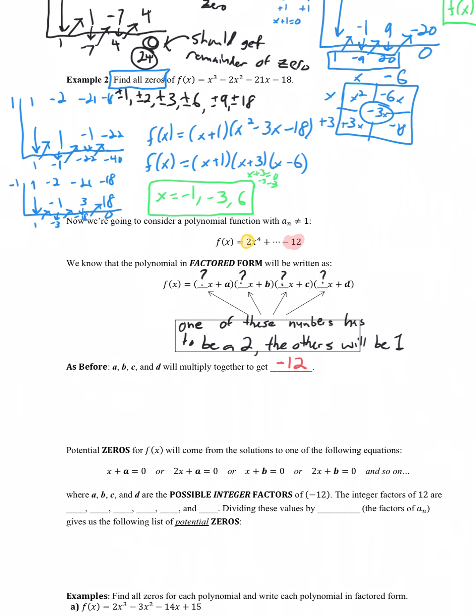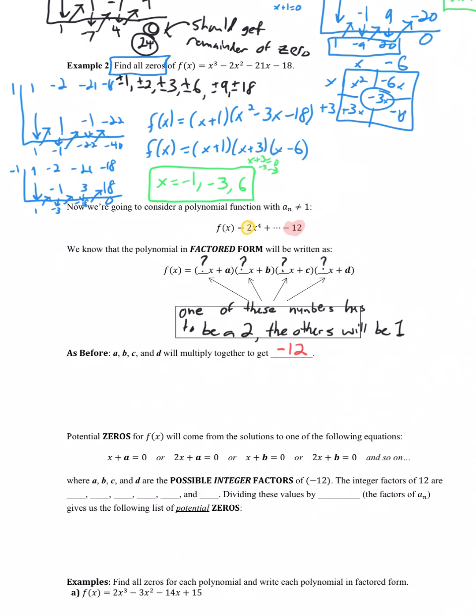So then it says here, potential zeros for f of x will come from the solutions to one of the following equations. It could be x plus a equals 0, or 2x plus a equals 0, or x plus b equals 0, or 2x plus b equals 0, or x plus c equals 0, or 2x plus c equals 0, or x plus d equals 0, or 2x plus d equals 0. So there's a lot of possibilities now. That's why it's tougher when there's a leading coefficient.